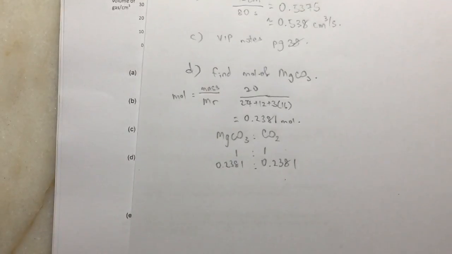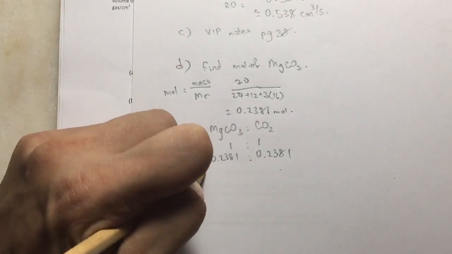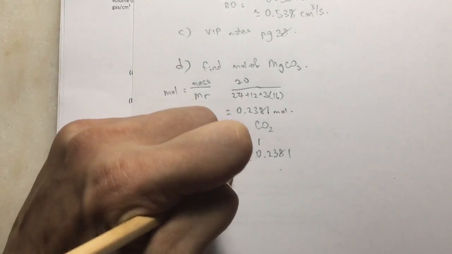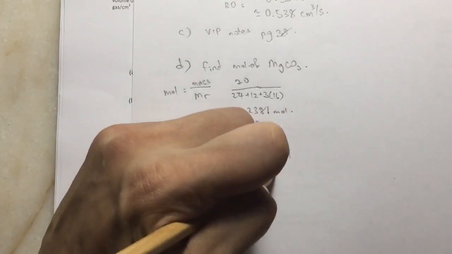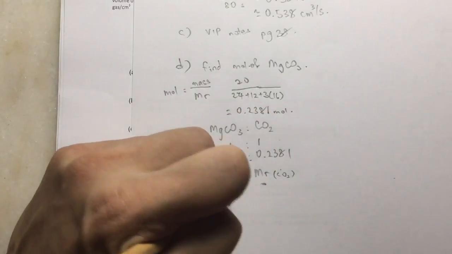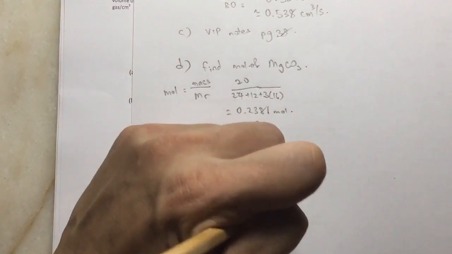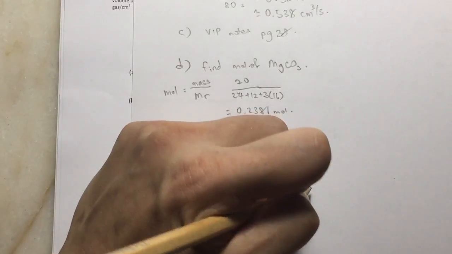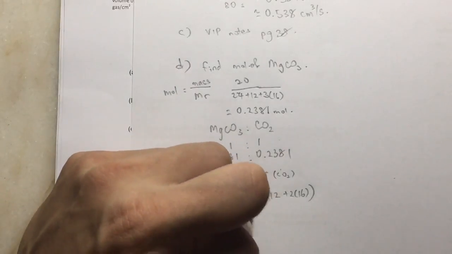Last bit, if I want to find mass, equals moles times Mr. So this time around, the Mr is of carbon dioxide. So 0.2381 times 12 plus 2 times 16, that actually works up to 44. I get an answer, 10.5 grams.